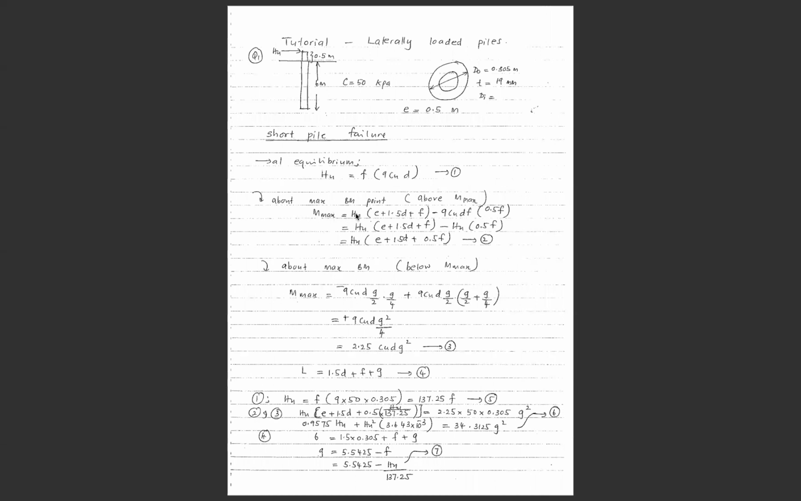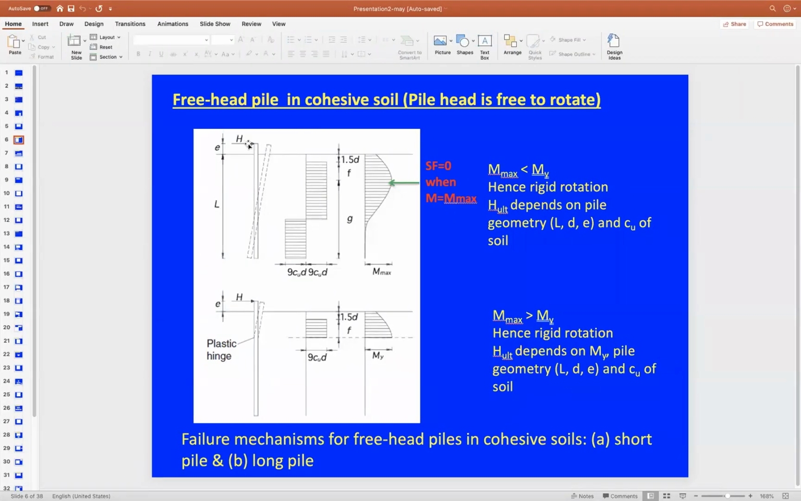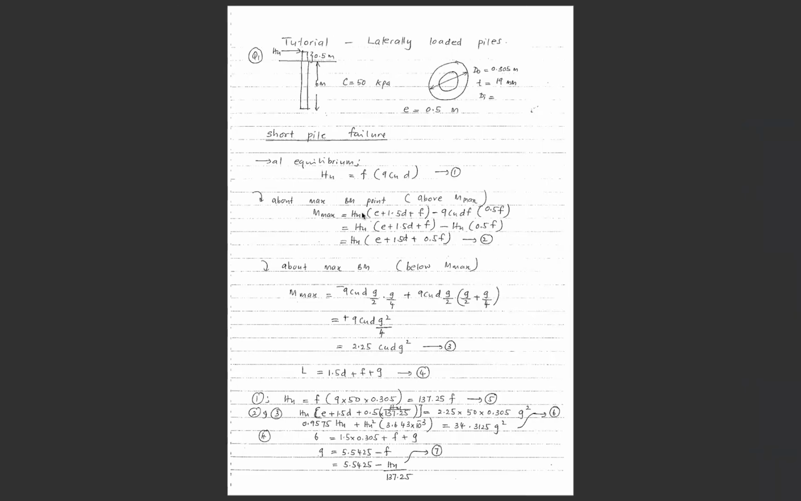So we have M maximum is equivalent to HU multiplied by the moment arm of the horizontal load. And that's minus because we took the clockwise direction as positive. So that will be negative because this force will be rotating in the counterclockwise direction. If you go back here, H will rotate in the clockwise direction about this point. But the resultant of this distributed force will rotate counterclockwise. So that will be negative in this equation. So we have this equation here.